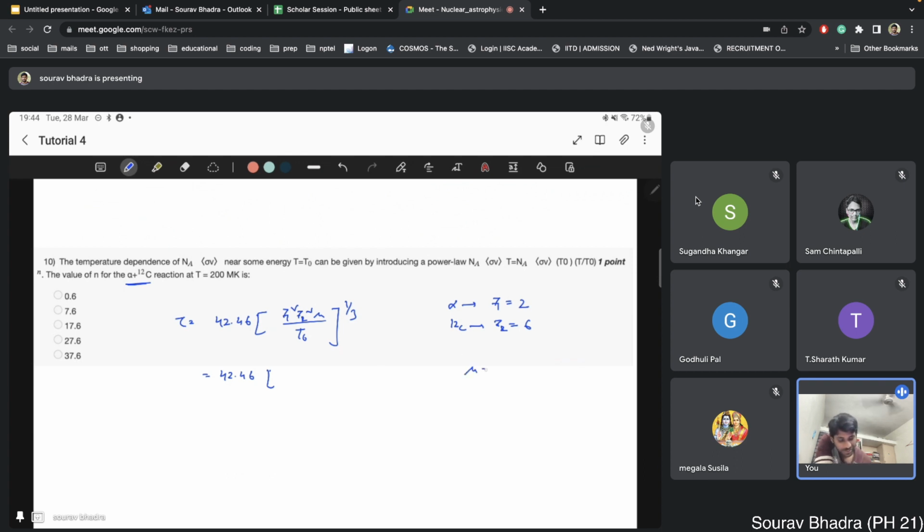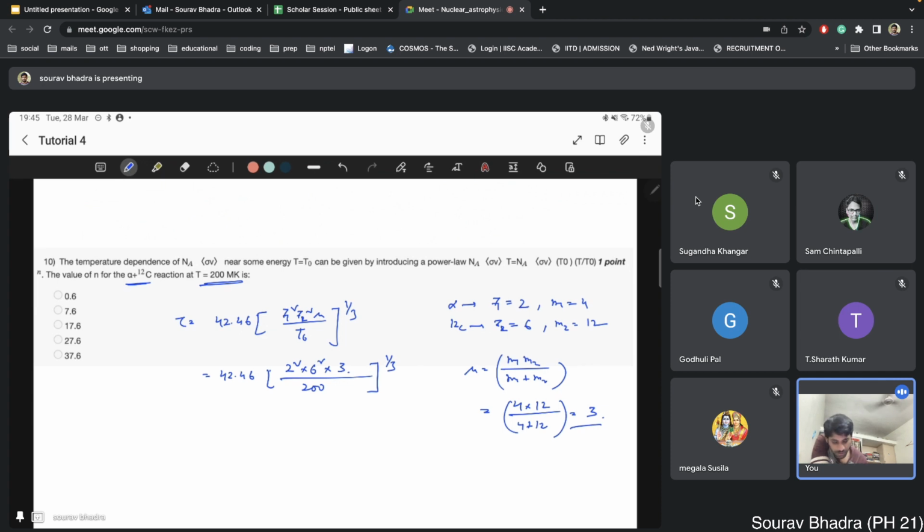Okay, so mu is actually m1 m2 by m1 plus m2, not Z1 Z2 by Z1 plus Z2. I was just doing that. So for this m1 is 4, for this m2 is 12. So 4 into 12 by 4 plus 12, that is 3. And Z1 Z2 are 2 and 6. So 2 squared times 6 squared times 3 by T6, which is given as 200 million Kelvin, all to the power 1 by 3.